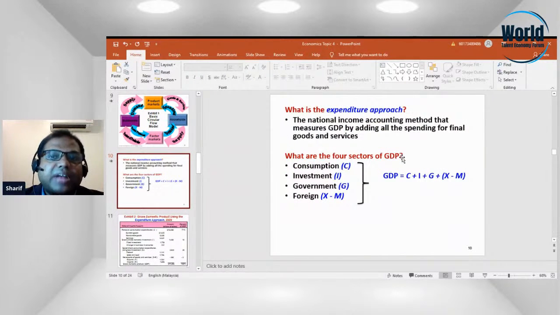What is the expenditure approach? The national income accounting method that measures GDP by adding all spending for final goods and services. What are the four sectors of GDP? GDP has consumption, investment, government, foreign. So GDP equals C plus I plus G plus X minus M.